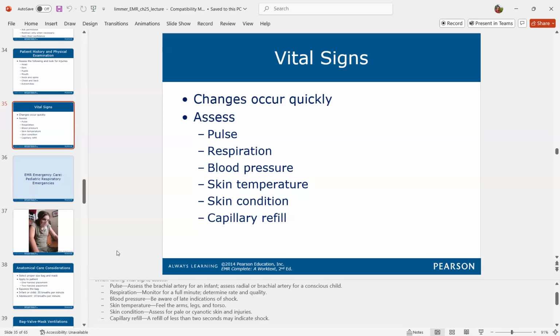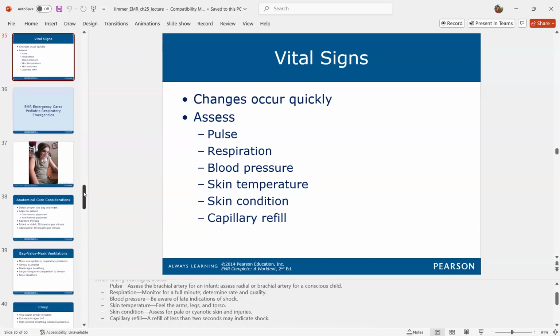Skin condition, assess for pale, cyanotic skin, injuries, what's going on with their skin condition, and then capillary refill. Refill of less than 2 seconds may indicate shock as well. So looking at their hand, you push down on it. If it's not coming back super fast, that could indicate hypoperfusion as well, or shock.